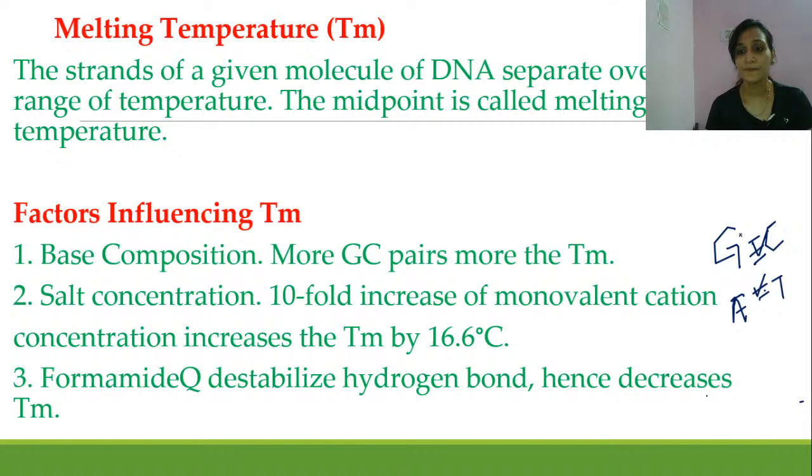Salt concentration: if there is an increase in salt concentration, there will be an increase in the melting point. 16.6 degrees centigrade will be the increase in the melting point of genetic material. Now, another thing, that is formamide, it destabilizes the hydrogen bond. It is responsible for breaking the hydrogen bond. Thus, there will be a decrease in the melting temperature.